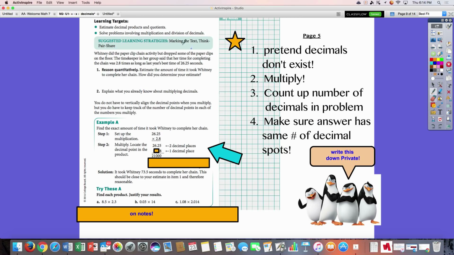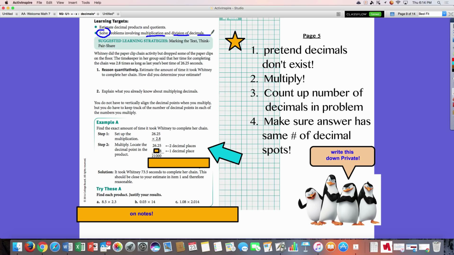What we're going to do today is solve problems involving multiplication and division of decimals. I put these 4 rules on the top of your notes. They're very important. Number 1, pretend that decimals don't exist. Multiply just like normal. Then count up the number of decimal places, the numbers to the right of the decimal, and make sure the answer has that same number of decimal spots. Write this down.